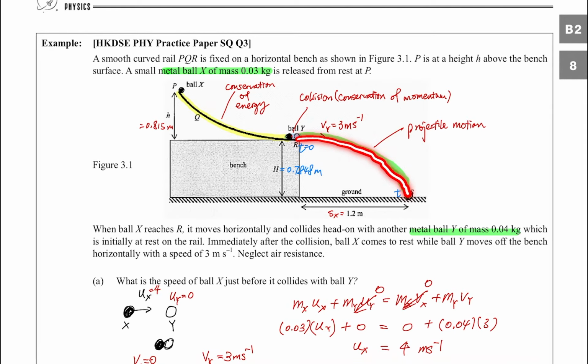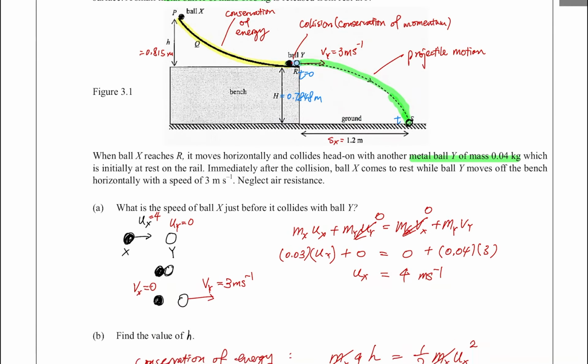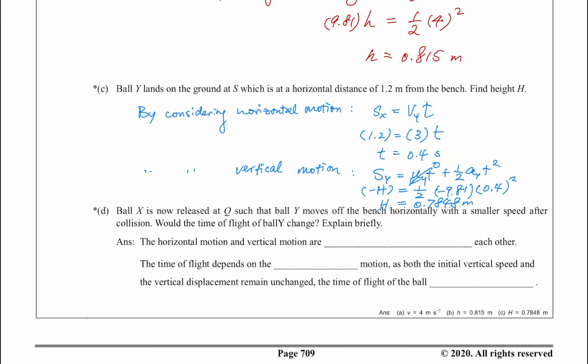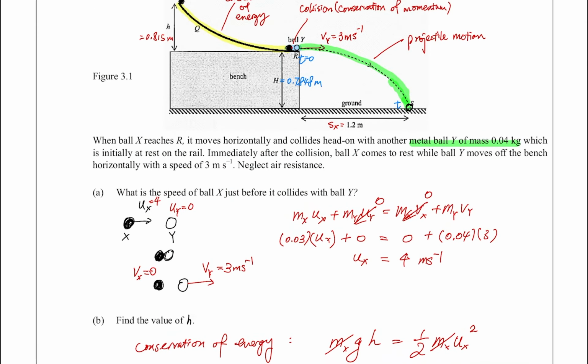Originally, the projectile path is like this. When it is projected with a smaller velocity, the projectile will be something like this. The ball Y will hit the ground at a closer position, closer to the bench. So when this happens, would the time of flight of ball Y change? The time of flight depends on what?